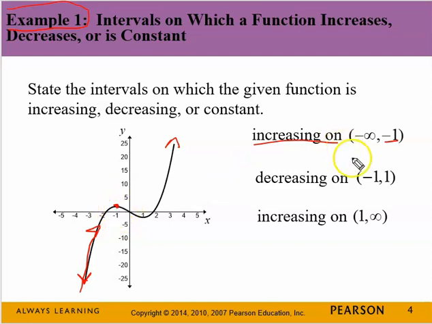Now, from -1, it's moving down, and in a sense decreasing, to about a 1 right there. And then from that 1, it's moving upward and increasing. So when you have something like this, this is how it's read. All right, let's go on.